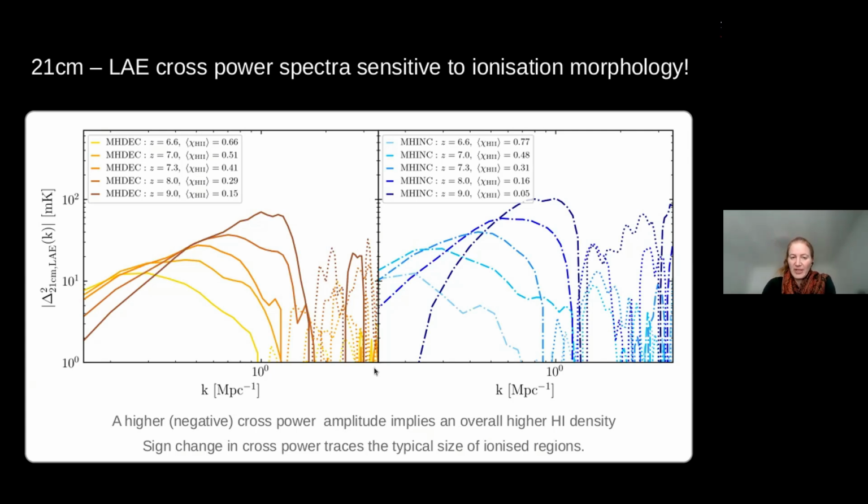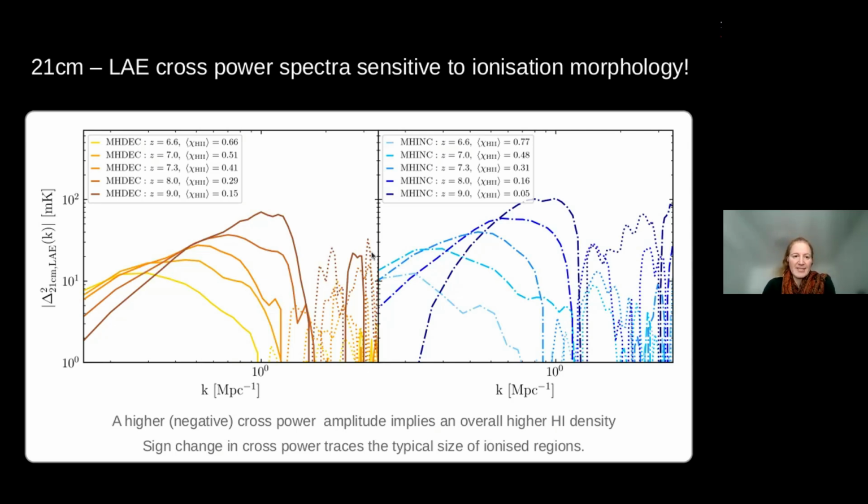So definitely you can see the typical size of the ionized regions is different in these two scenarios. But I also want to highlight here, if you look at the large scale power, you have more large scale power in the case when the bright galaxies drive reionization. So when your average density in the neutral regions is higher.